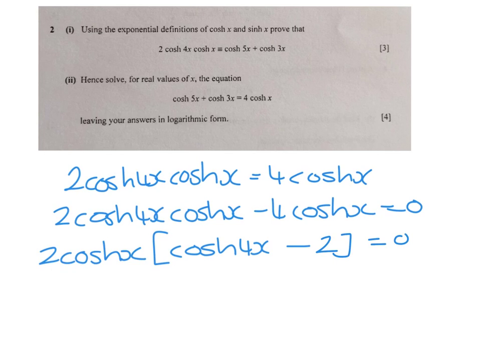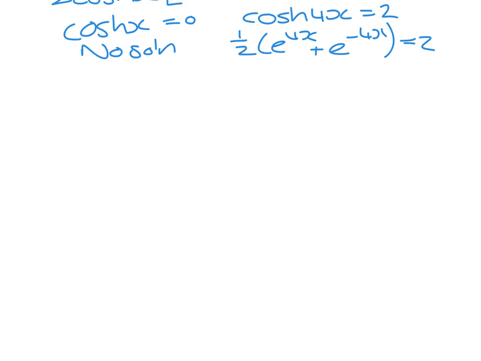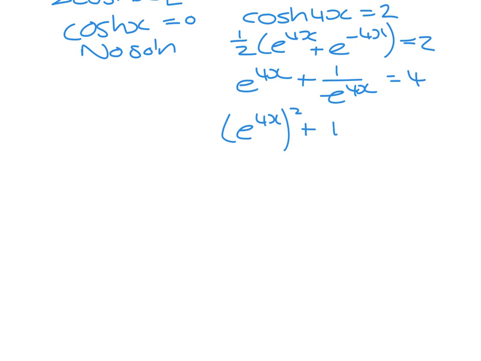So that gives us that the cosh of x equals 0, so that's no solution. Or the cosh of 4x equals 2. So 1/2 (e to the 4x plus e to the minus 4x) equals 2. Multiplying both sides by 2, e to the 4x plus 1 over e to the 4x equals 4. And then multiplying every term by e to the 4x.